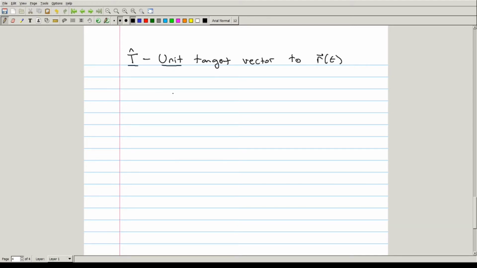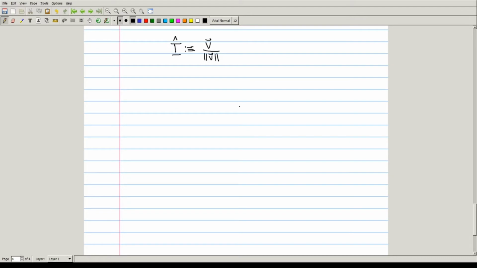Well, to compute this, all you have to do is remember that the velocity vector, we can prove, is always tangent to the curve. And this unit tangent vector can then be constructed by directly taking what's called a unit vector in the direction of that vector v. So it's exactly defined by taking the vector v and dividing by the length of that vector v. So this is how we define the unit tangent vector.